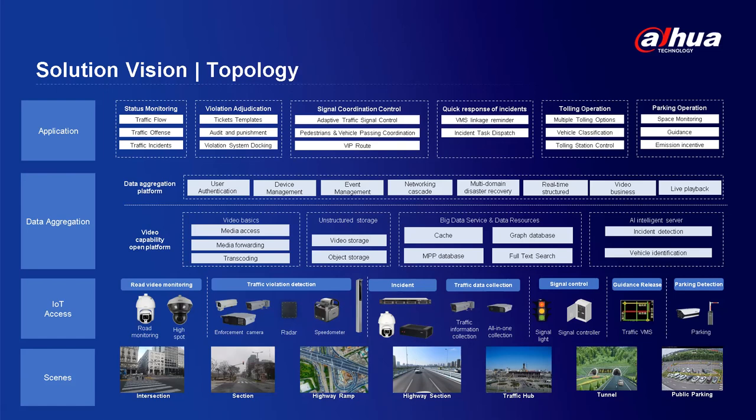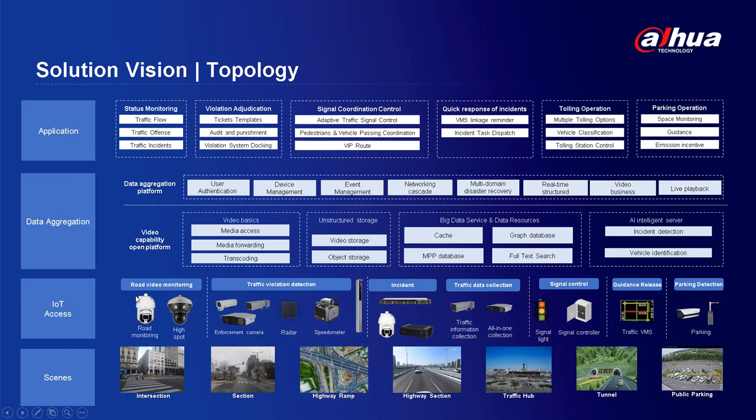So we cache this data, we generate the database graphs and media graph. Then we also do text search. Then we also provide AI intelligence servers for incident and vehicle identification. Then we have the access layer, that is the end devices. Of course, they are intelligent, that's why we have IoT access as a highlight.